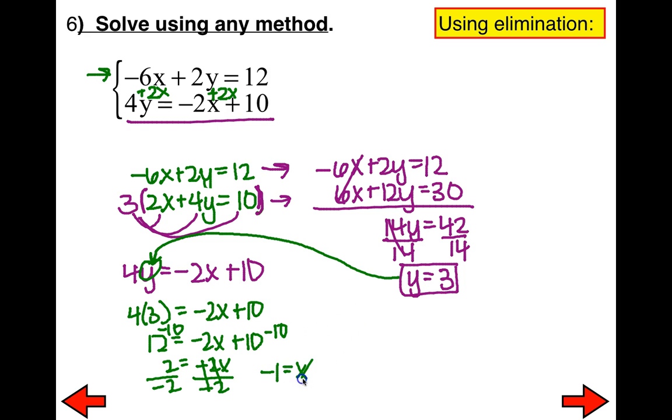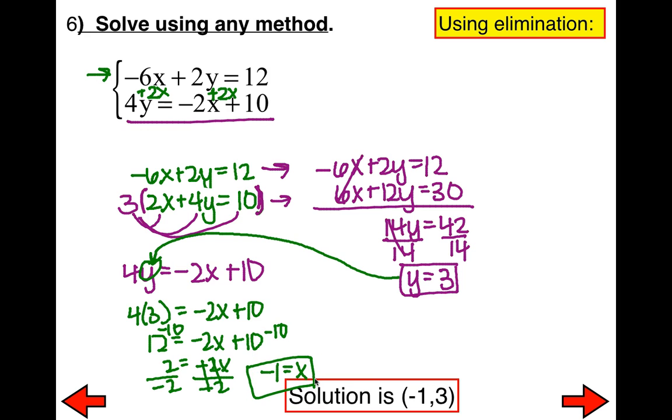Now, how would I write that as an answer? Of course, you write x's first. So I'm going to say that I think the solution is negative 1, 3. The only reason why I would say think is because, of course, I still need to check my work.